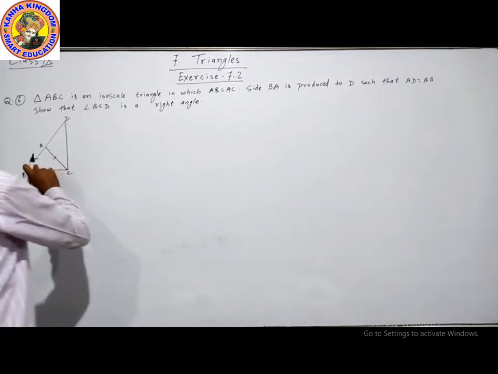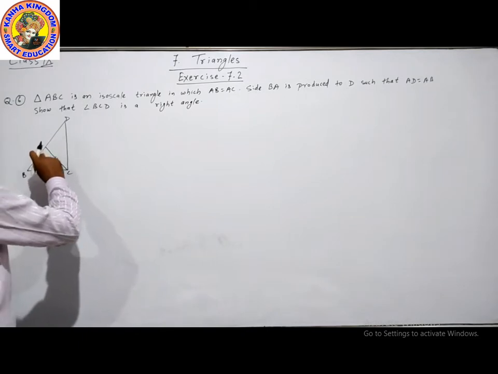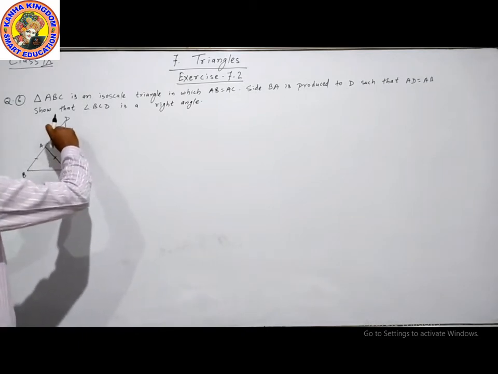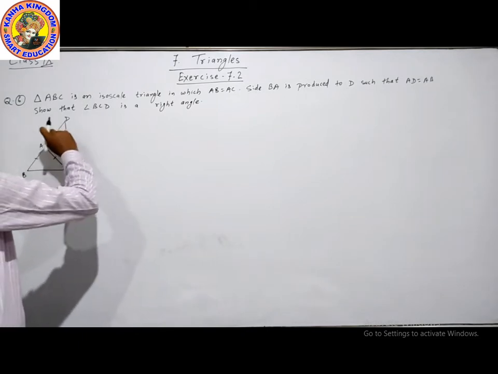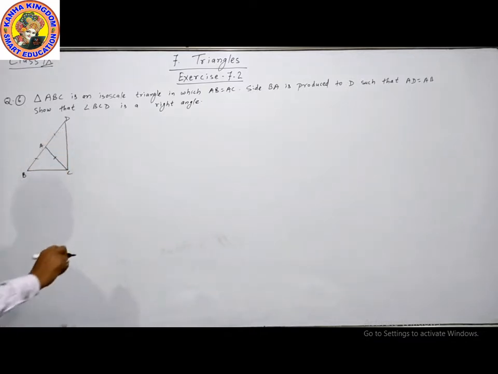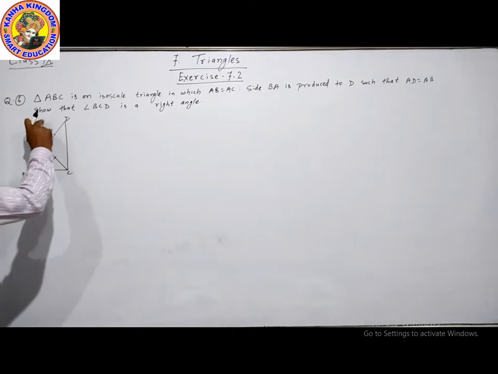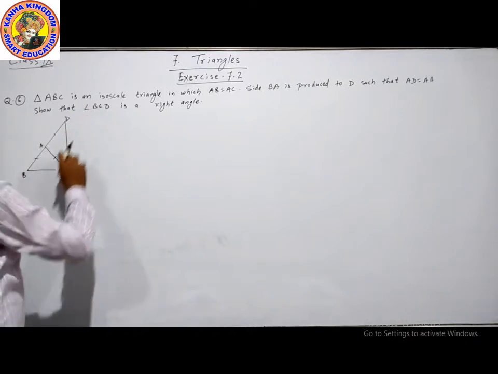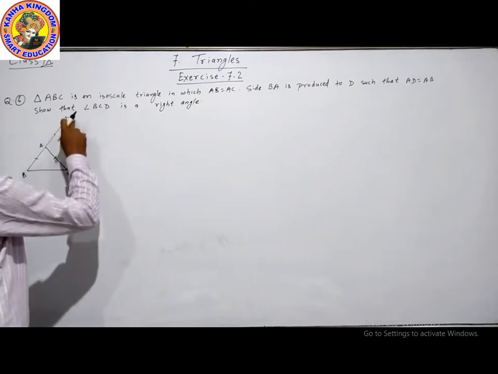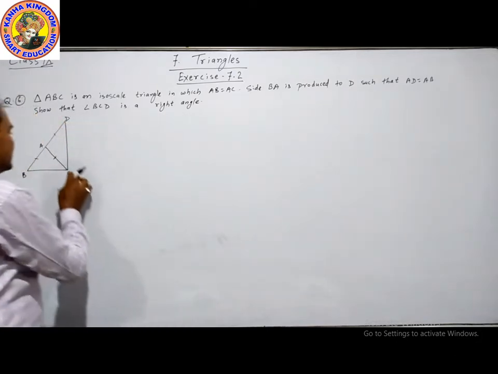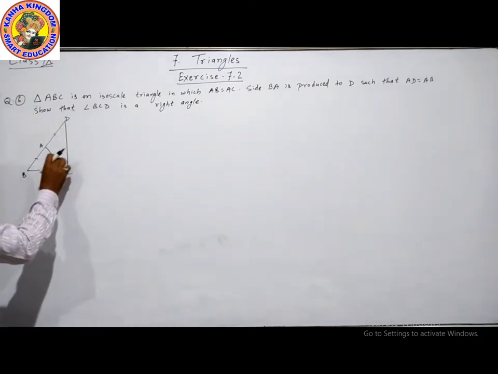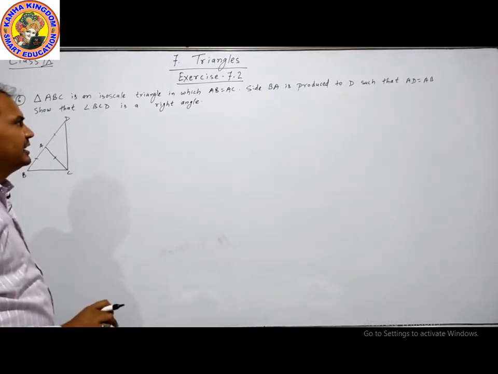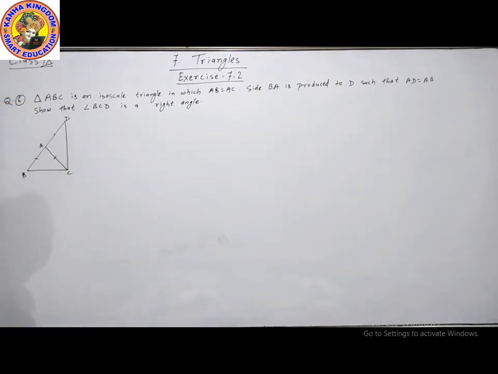Side BA is produced to point D such that AB is equal to AD, so that angle BCD is a right angle. We need to show that angle C is a right angle, meaning a 90-degree angle. How to prove?